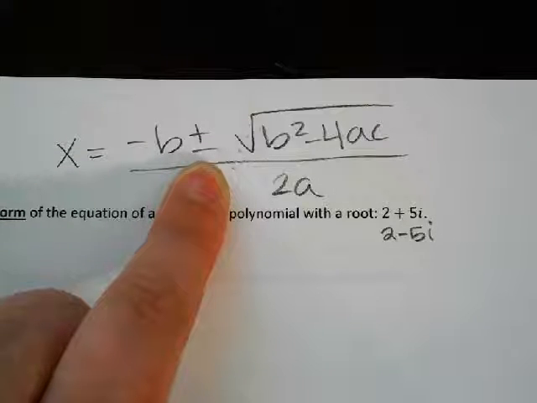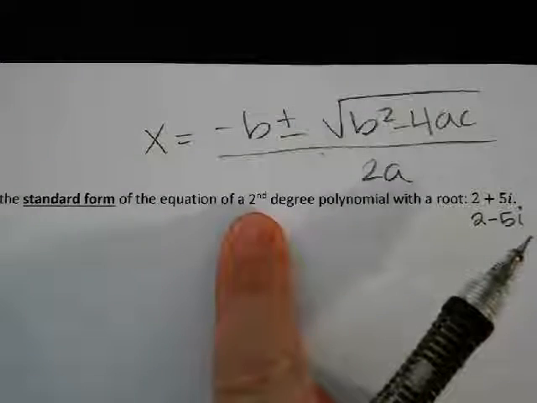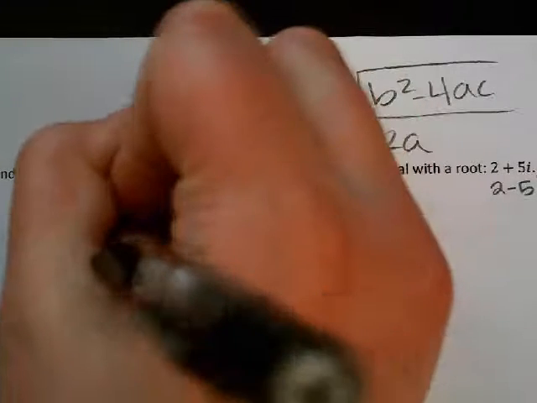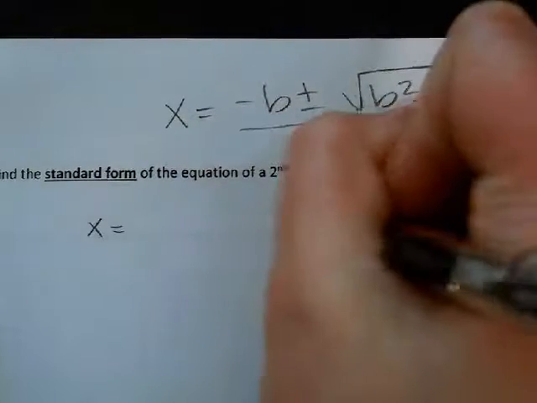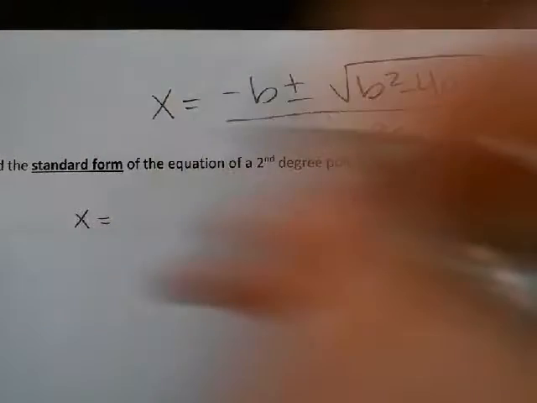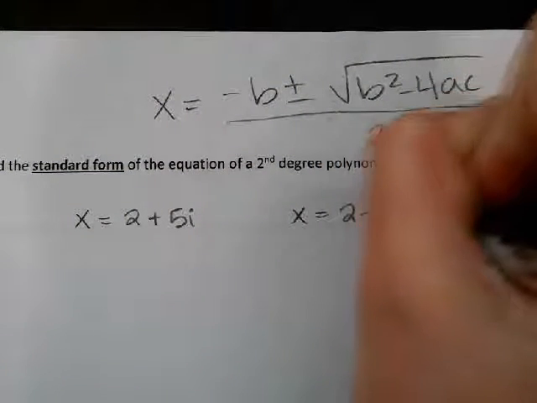Okay, so they're asking us to do the standard form of a second degree polynomial. So we've got 2 answers, which makes sense because we only had 2 possible answers with the information they gave us. So we have 2 plus 5i, 2 minus 5i. All right, should we do y equals f of x equals g of x equals?